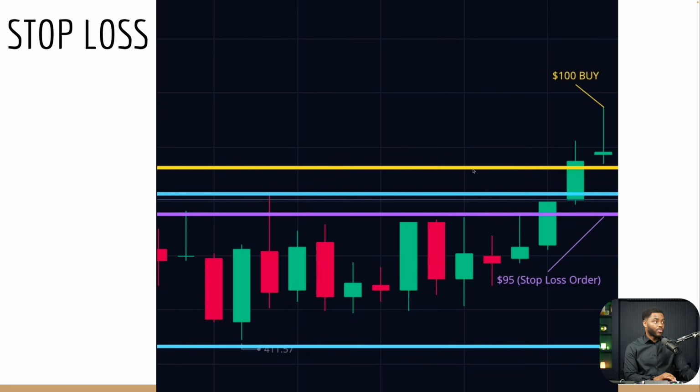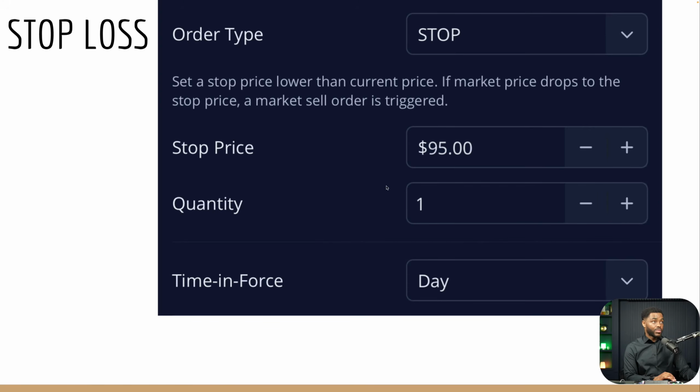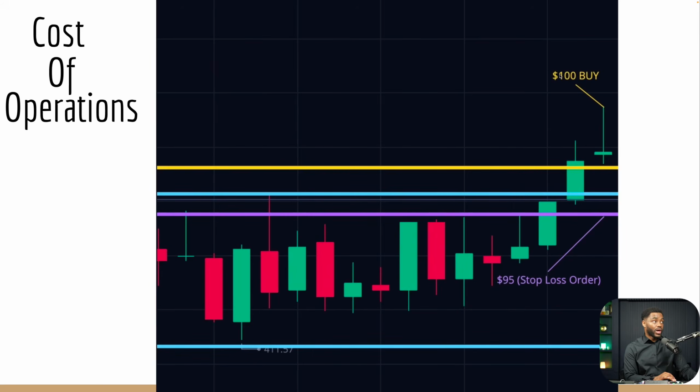Why would we want to do that? Because we see if it comes back down to this price, it's going to be back in that zone, and this isn't a true breakout, which we would like to play. So sometimes it goes in your favor, though, where you buy it at 100, you set your stop loss here at 95 to protect yourself from it dropping down.